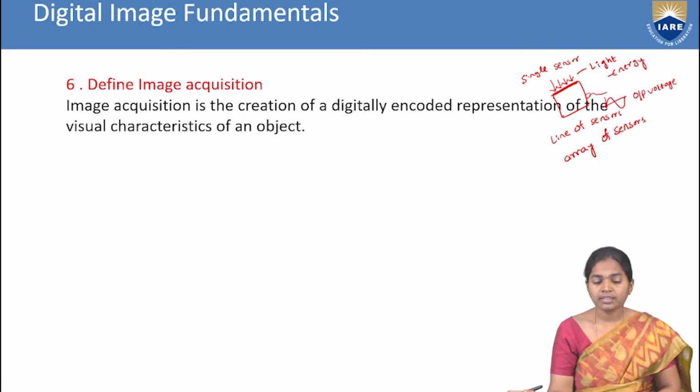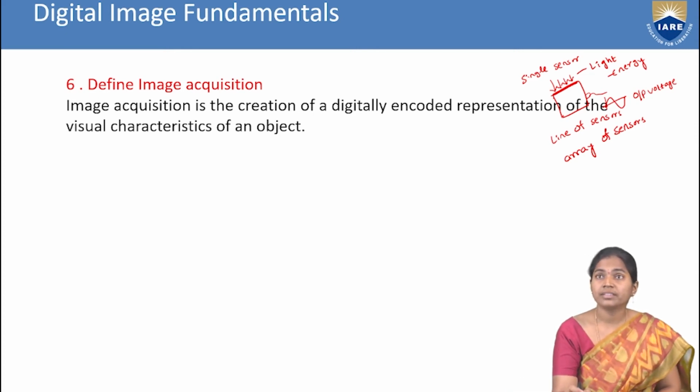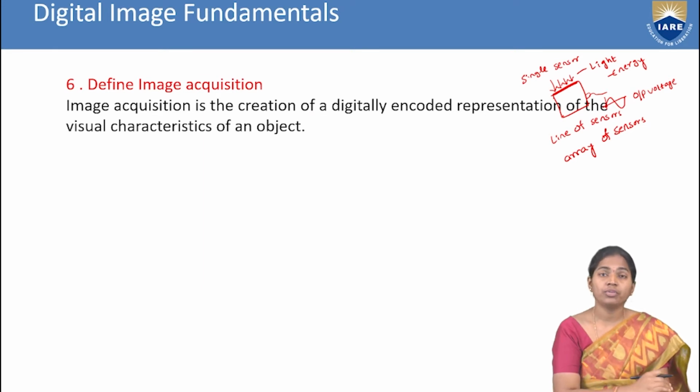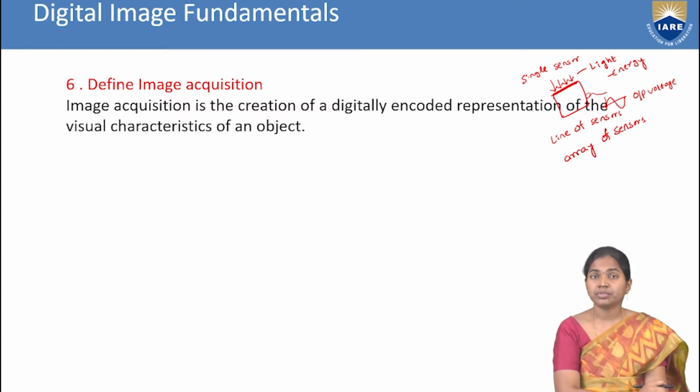Image acquisition is the creation of a digitally encoded representation of the visual characteristics of an object. How do we get the visual characteristics of an object? With the use of a sensor only.